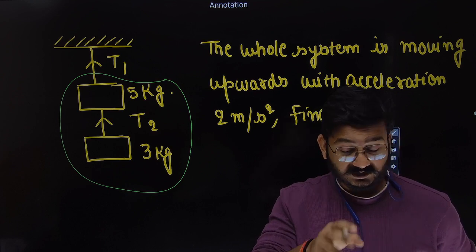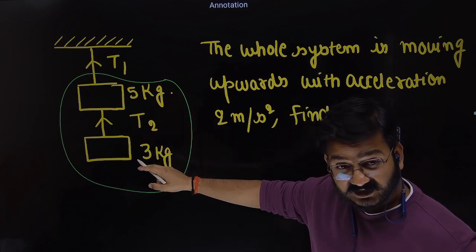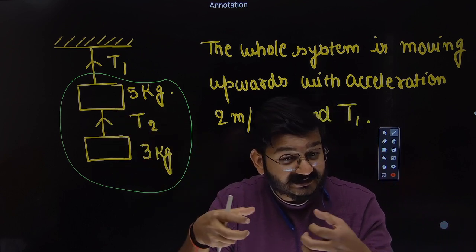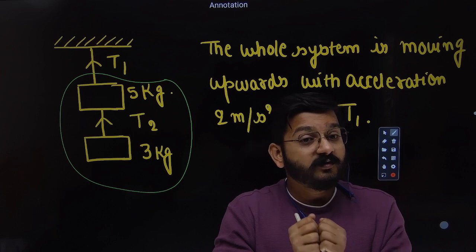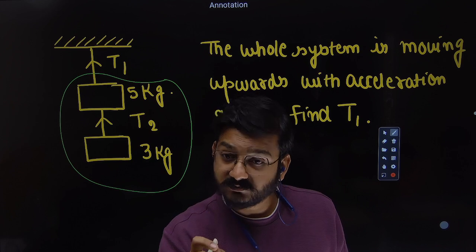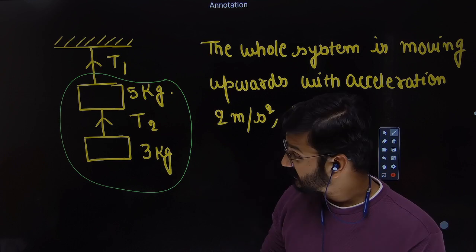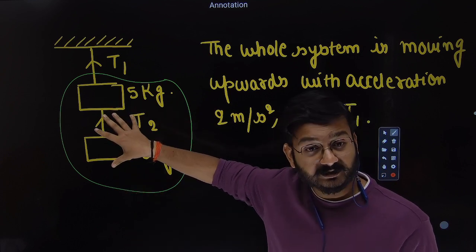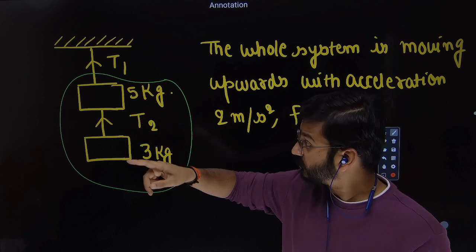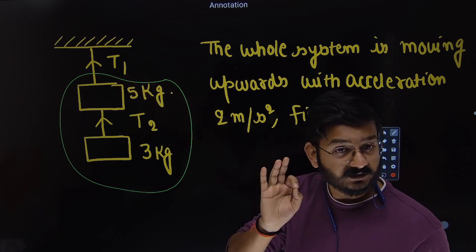This was asked as an assertion-reason question in your JEE exam. 5 and 3 is taken as a system, so T2 becomes an internal force. It is something which is present inside the system. Internal force never disturbs the existing motion of the system. If the system is moving with 2, it will keep on moving with 2. This internal force will not participate in the movement of the system. Which force participates? External. So which force do you see as the external force? T1. Is the funda clear? Pakka?